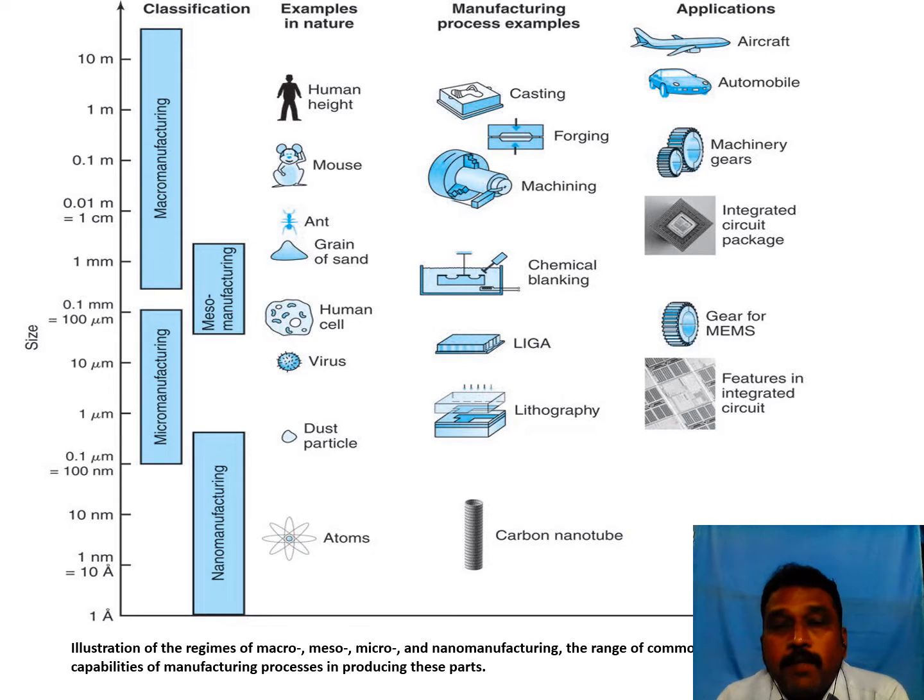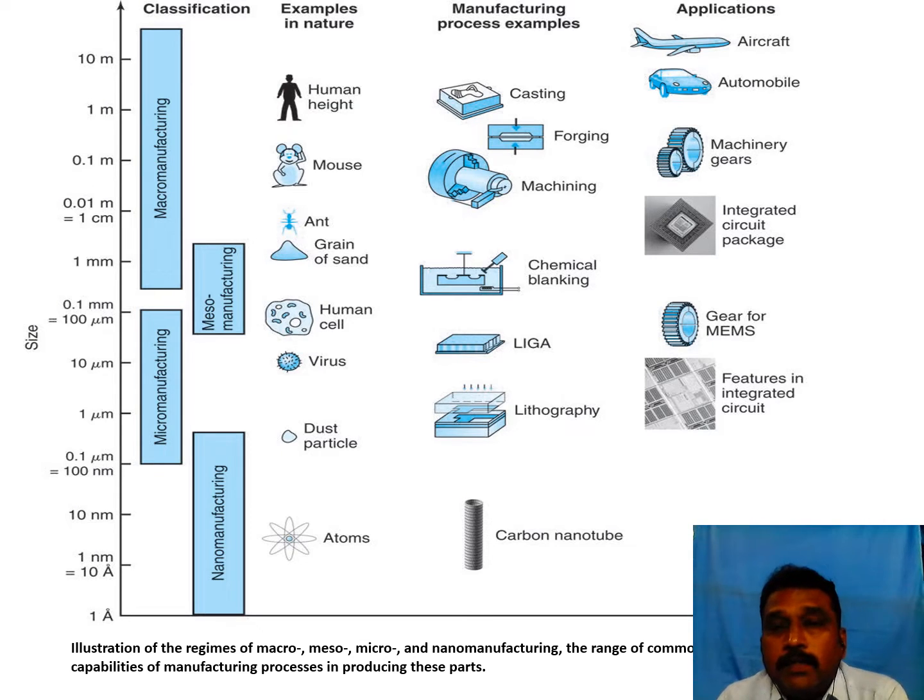And then what are the manufacturing processes that we can go for in macro manufacturing? You can see casting, forging, machining, and chemical blanking. Up to this you can go for that. And then for micro manufacturing we need to go for LIGA, that is a lithographic process, and then carbon nanotubes for nano manufacturing.